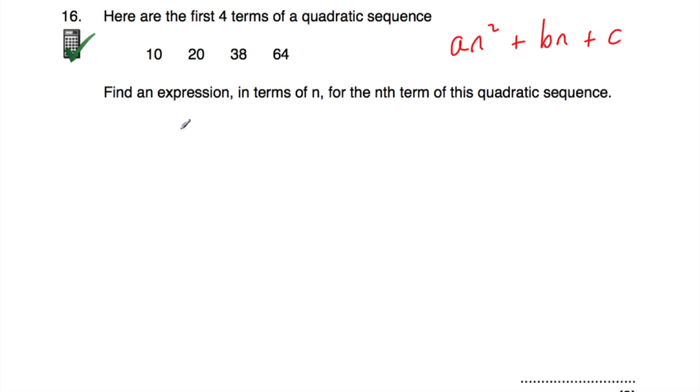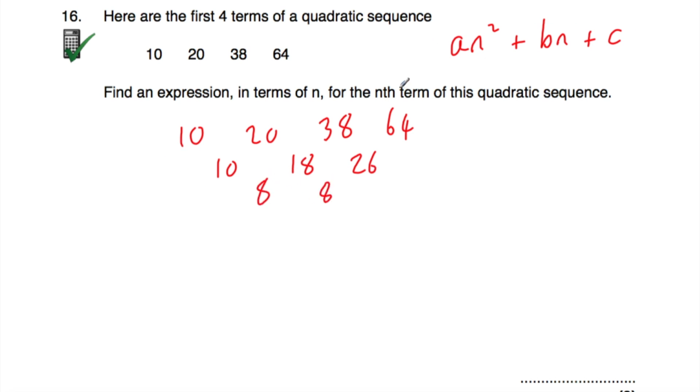And let's write down our sequence of 10, 20, 38, and 64. And let's write down our first differences. So we're adding 10, then adding 18, and then adding 26. So that means our first differences are 10, 18, and 26. So now let's find our second differences. We just look at our first differences, and they're getting bigger by 8 and 8. So the second difference would be 8.